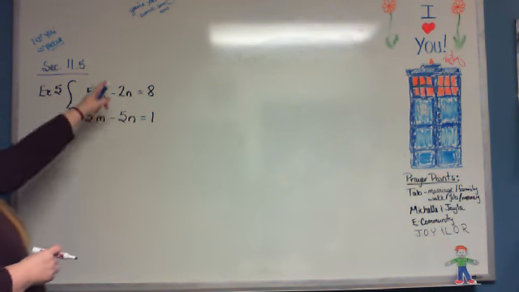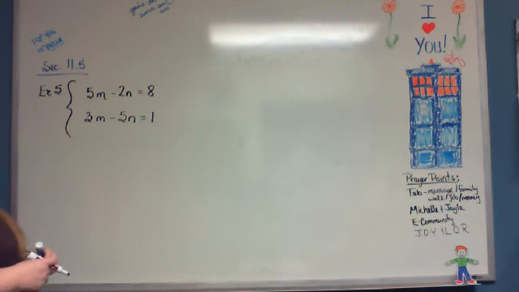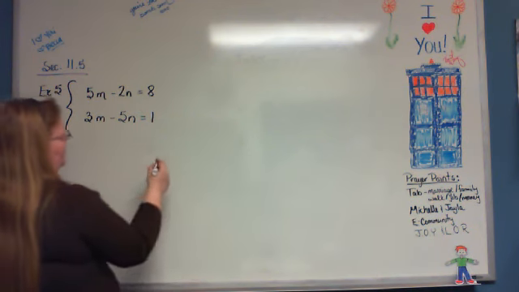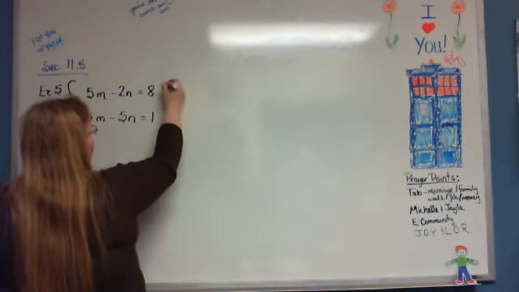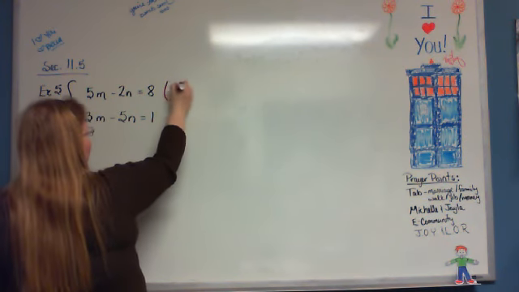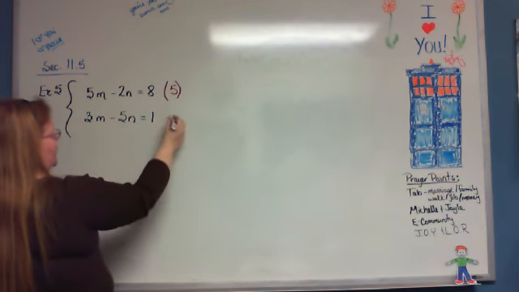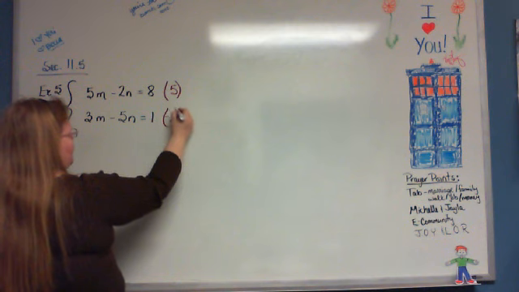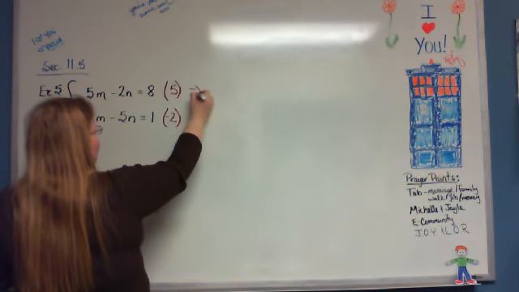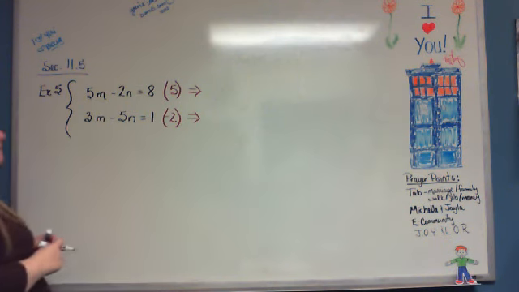I'm going to get rid of my n's. When I get rid of my n's, I'm going to have to multiply both of them by something. I'm going to choose to multiply the top one by 5. That'll make that a negative 10, which means I need to multiply the bottom one by negative 2. If you didn't know what you were going to do, but now you have some idea of how to do it, go ahead and try it from here. Pause the tape and see how you do.